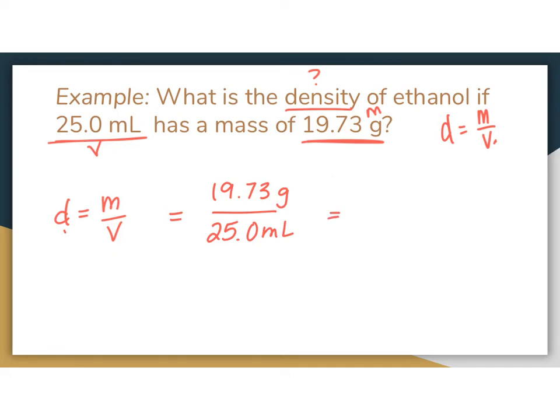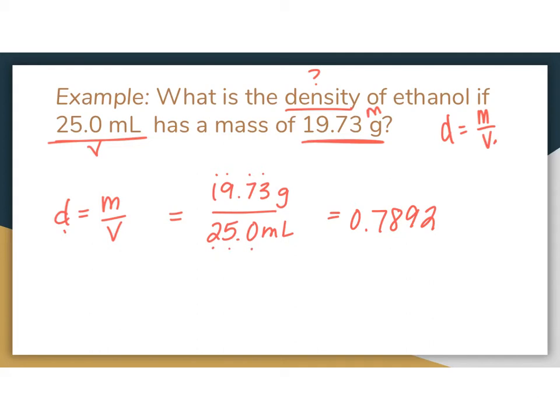And basically, I'm just going to take those numbers and type them into my calculator. When you type this into your calculator, it is going to give you 0.789, and then I'm going to double check my significant figures. So I have two givens in this problem, the 19.73 and the 25.0. Now remember that when we're doing division or multiplication, we have to go with the least amount of sig figs. So in my 19.73, this would actually be 4 sig figs, whereas my 25.0 would be 3 sig figs.